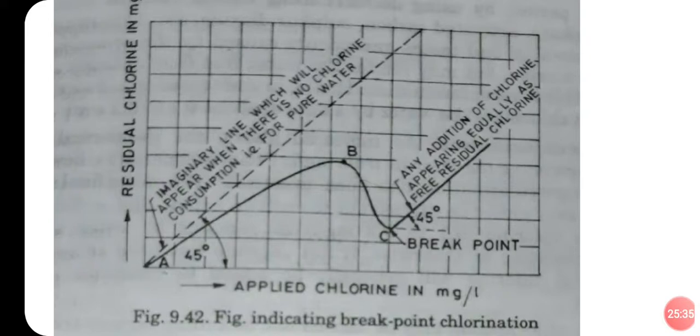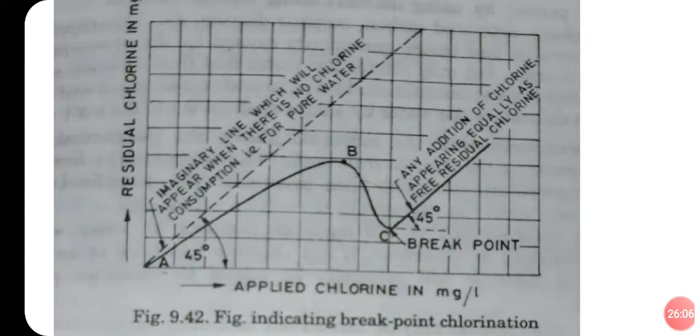You see the curved line starting from A up to B, from B to C, and from C again a straight line. Here C is indicated as the break point. I want to explain more about the break point. Why is it called the break point? What I have told is that once chlorine is added in the water, there must be a free chlorine available of a minimum of 0.2 milligram per liter.